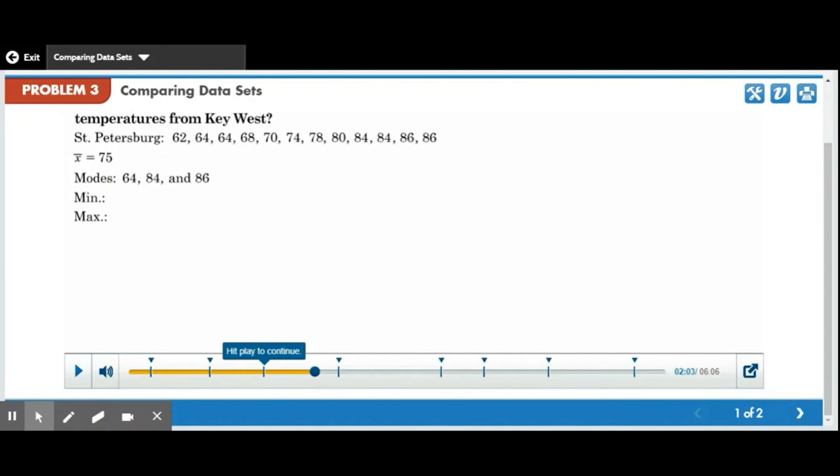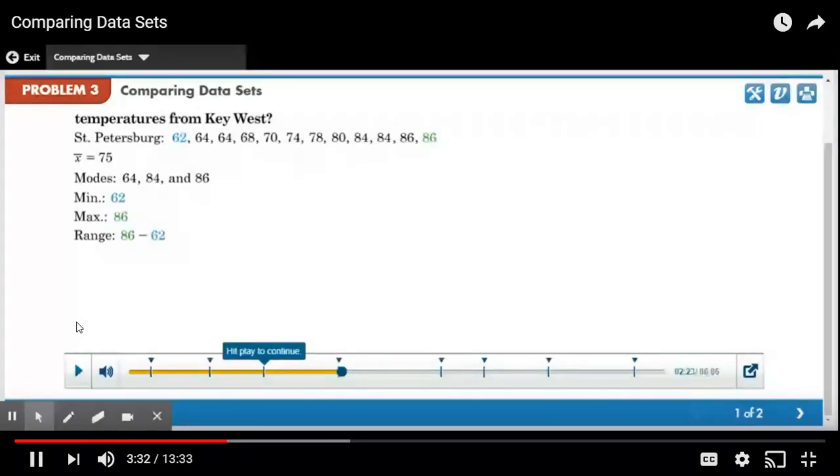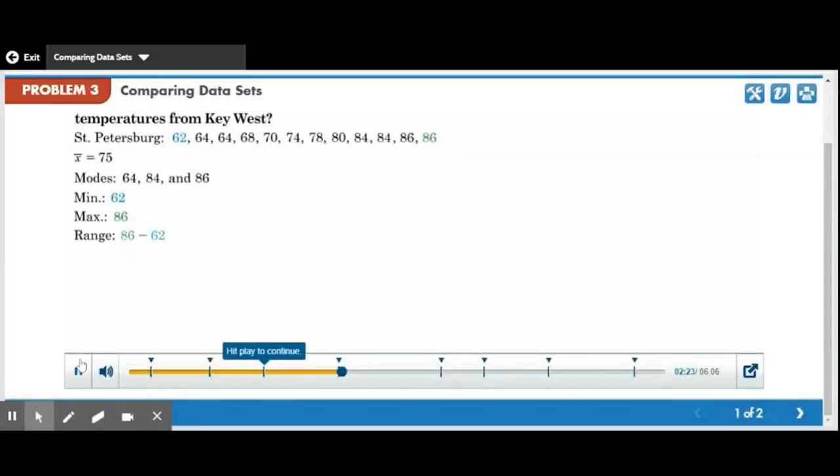Now the minimum and maximum are going to be exactly what you think they are. The minimum temperature of the data set and the maximum temperature, the highest temperature of water in St. Petersburg. The minimum is 62. And the maximum is 86. The range is the difference of the maximum and minimum values. It's always going to be the maximum value minus the minimum value, so the range is 86 minus 62, or 24.